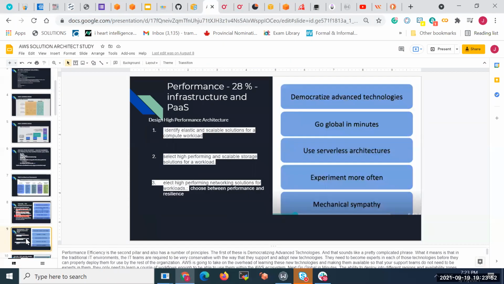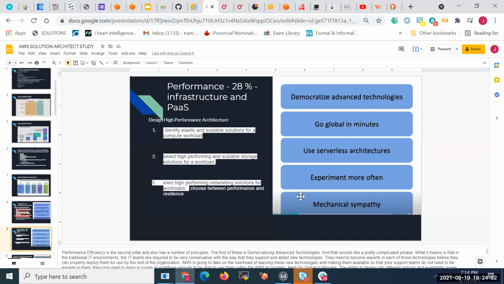Okay, so this section is about the section of the test on performance. It will ask you about infrastructure and platform as a service. In here it talks about designing high performance architecture. So basically what you have to remember is that you have to identify elastic and scalable solutions. All of these are requirements of the solutions architect exam.